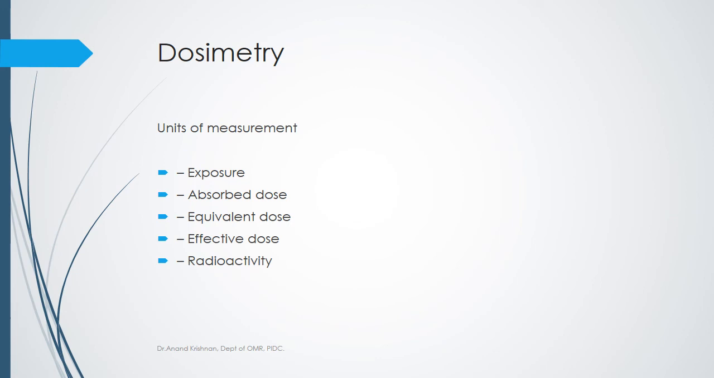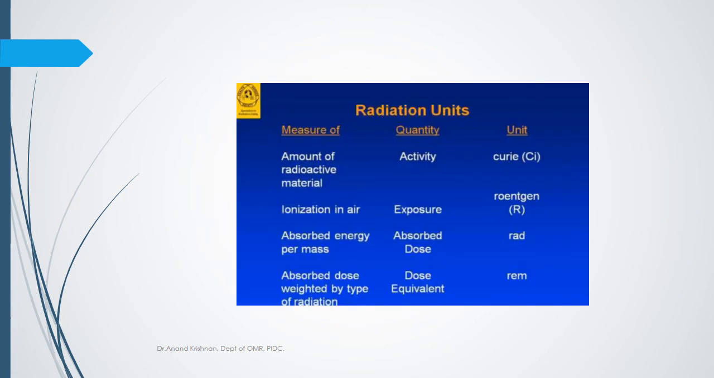Finally, radioactivity. The measurement of radioactivity describes the decay rate of a sample of radioactive material. The SI unit of radioactivity is the becquerel. The traditional unit for radioactivity is the curie, and the SI unit is the becquerel. So this is what has been given here, the traditional unit and the SI unit.